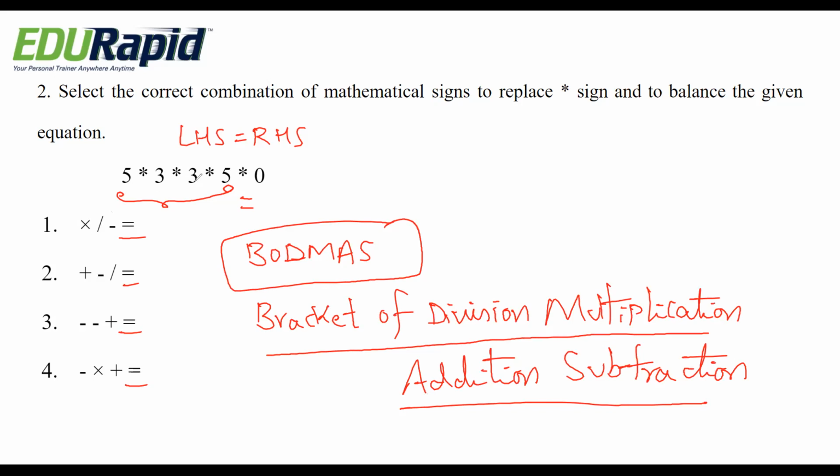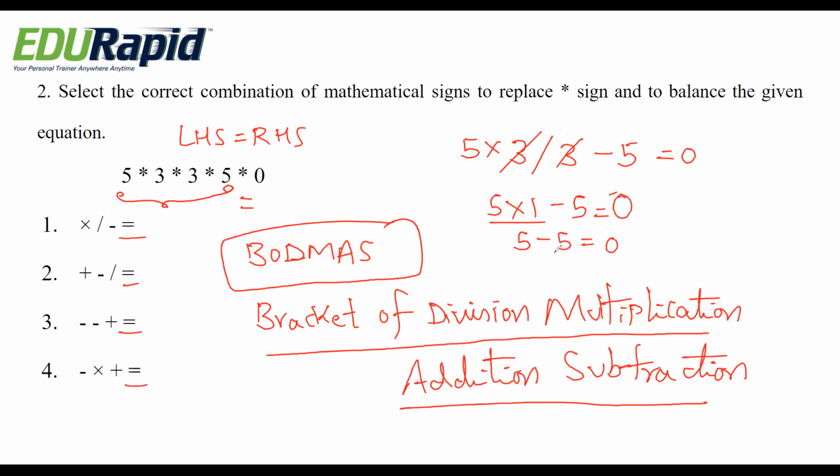5 into 3 divide by 3 minus 5. 5 into 3 divide by 3 into minus 5 is equal to 0. You have to balance this. Here 3 cancels. 5 into 1 minus 5. 5 into 1 means 5. So 5 minus 5 is equal to 0. So it is balanced.